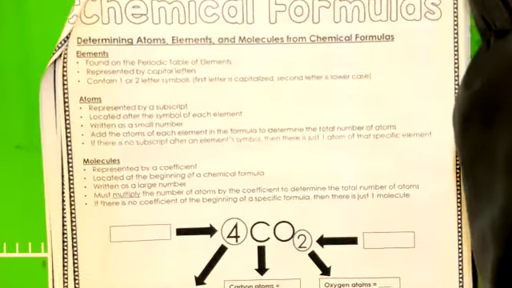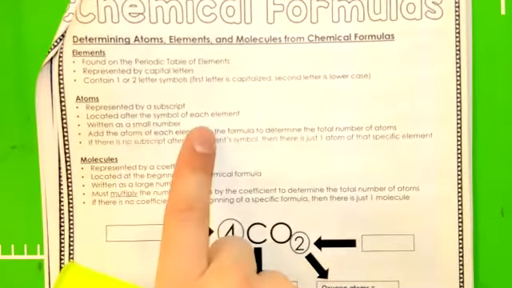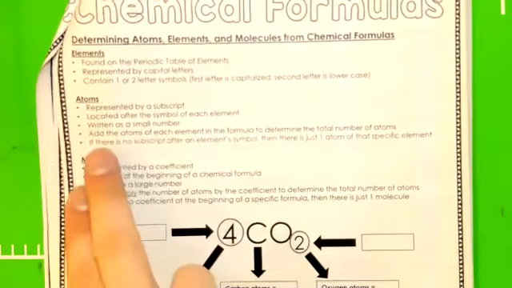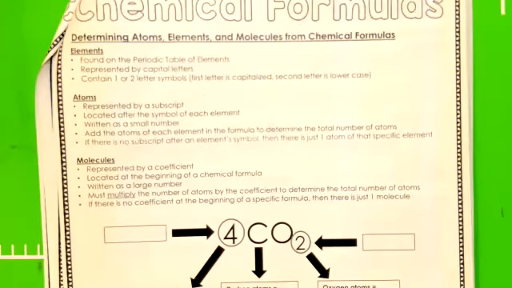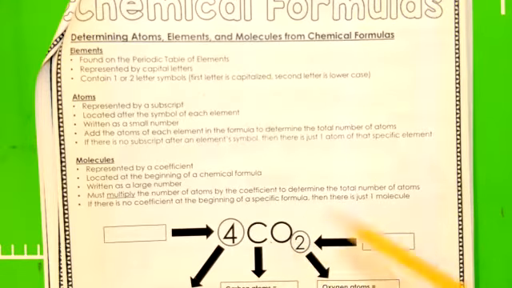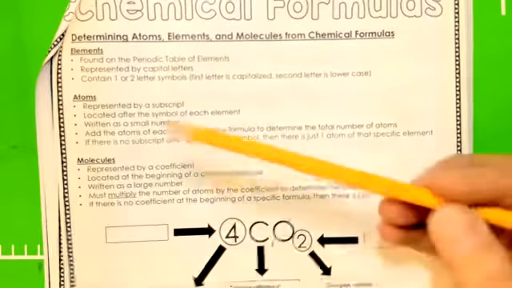Atoms are represented by a subscript, okay? The subscript is going to be the tiny little number at the bottom. That subscript is located after the symbol. It's written as a small number, and it tells us how many atoms, particularly of that element, there are. If there's no subscript, it just means that there's one single atom there. They're not going to write the number 1. Since they wrote the letter, that kind of stands in for there being one of those elements, okay? And you can see that right here for carbon. There's nothing after carbon, which means there's technically just one, okay? All right, and those are for our atoms.